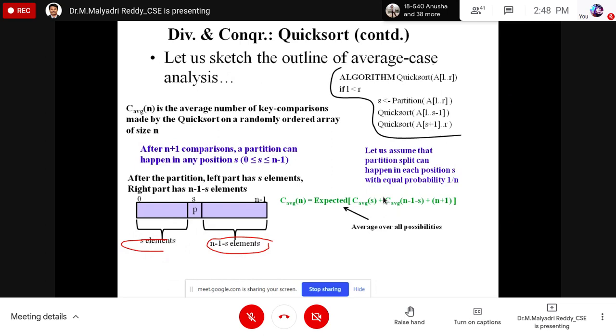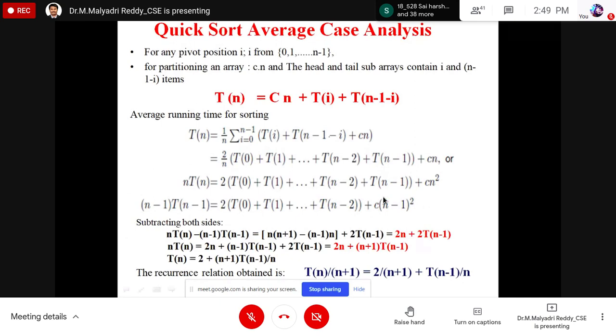So the average case is the average case of the left side plus the average case of the right side plus the combination time. This is the total time complexity: left side plus right side plus combination of elements. So it will be represented like this. This is the left side elements, this is the right side elements. We can't say where the actual partitioning element will be placed. Suppose we expect i elements on the left side, the remaining elements will be placed on the right side.